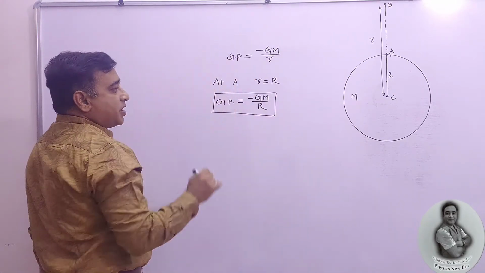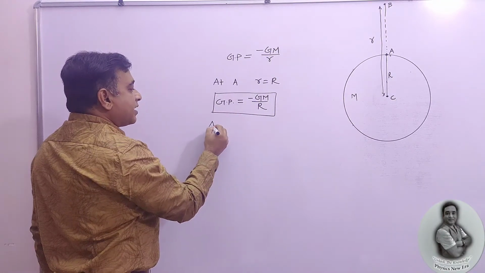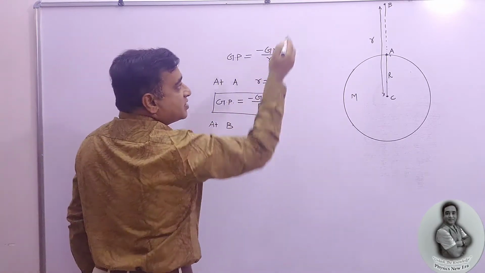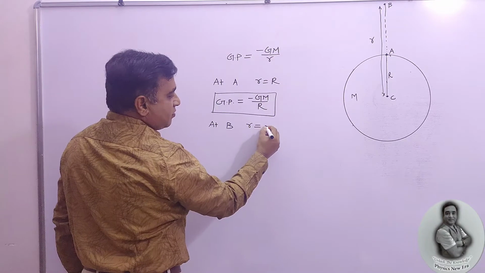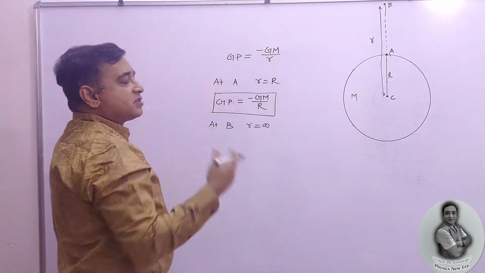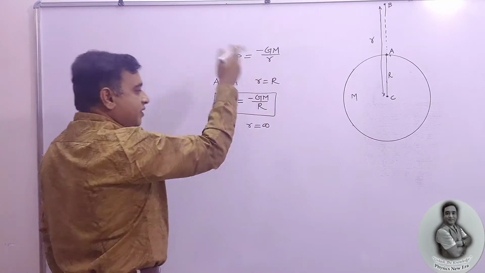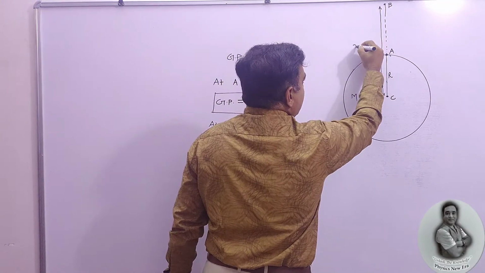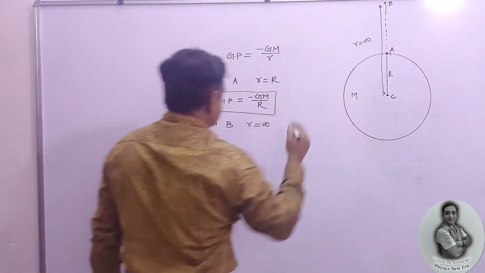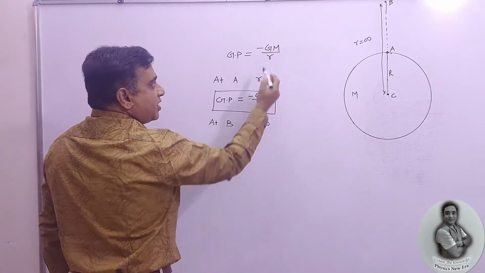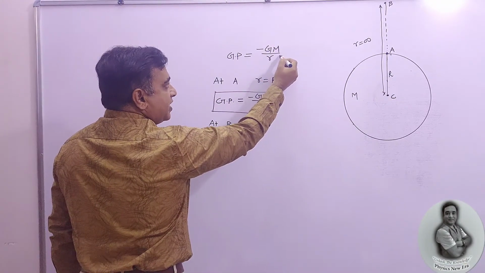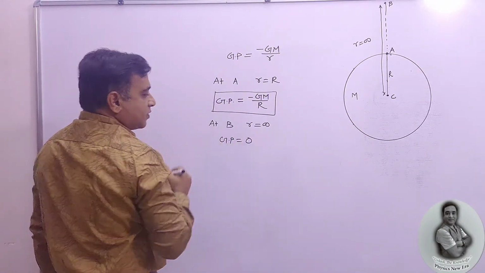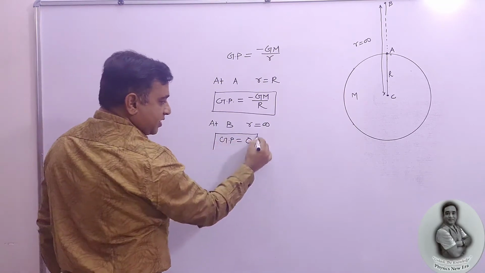Still we need to see the point B and C. Now at B, the distance is infinite. R is equal to infinite distance. We don't know how much that distance is. If R is equal to infinite, then any quantity which has infinity in the denominator, gravitational potential, is equal to 0. This is one of those equations.